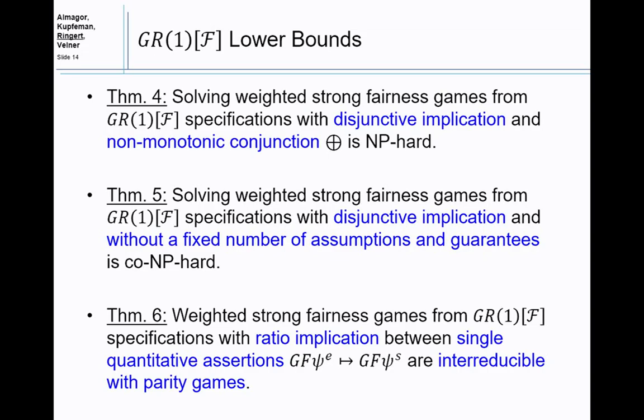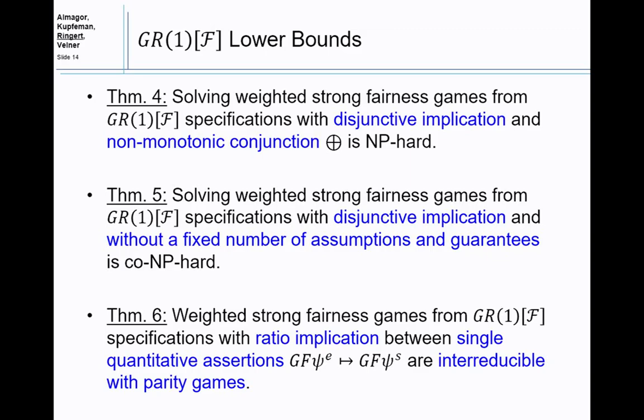And the bad results, or lower bounds: if we want to solve the corresponding games for Gr1F synthesis with disjunctive implication when it's non-monotonic, then instead of quadratic, it's NP-hard. And for solving it, if we don't have the fixed number of assumptions and guarantees, then it's co-NP-hard.